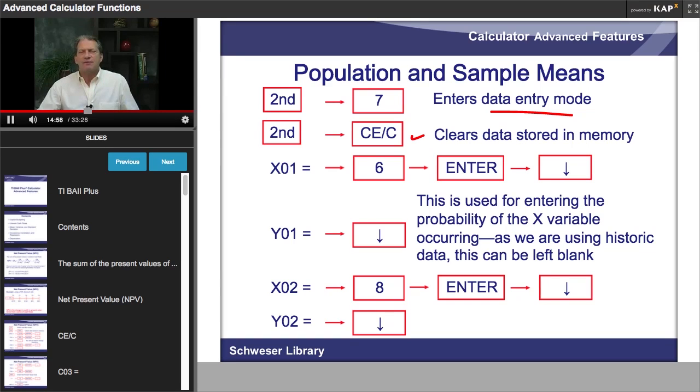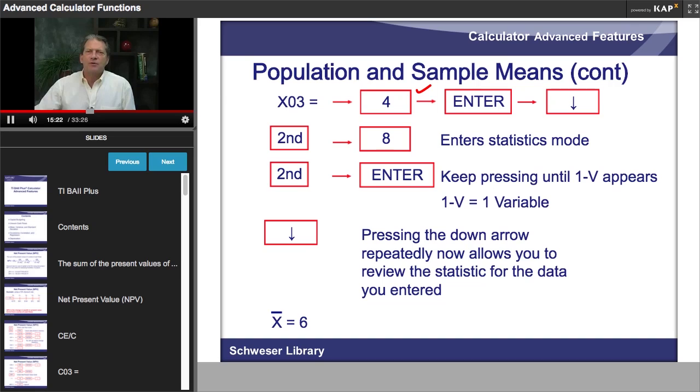and first clear everything out, and then put our first x variable in as 6, hit enter and scroll down. Well, when you scroll down, it's going to prompt you for y01, the first value of y. Well, we only have one variable here, and we've got historical data, so we're just going to skip past that. Enter 8 for the second value of our x variable, enter 4 for the third value of our x variable, scroll down, and then enter the statistics mode, which is that second function on the 8 key.